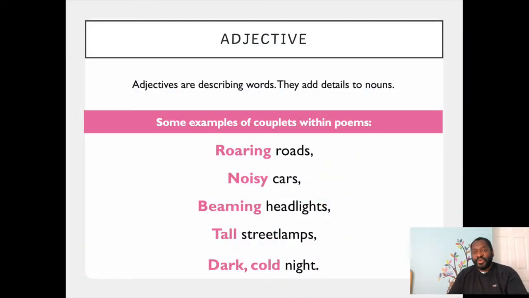Another way to try and keep your poetry exciting is to use interesting adjectives. Adjectives can be used for a more in-depth description of a noun, or they can be used to add a bit more excitement to a verse, a line, or a stanza. Things like roaring roads, the adjective here being roaring, describing the sound. Beaming headlights. Dark, cold night. The adjectives there being dark and cold to describe the feeling of the night.